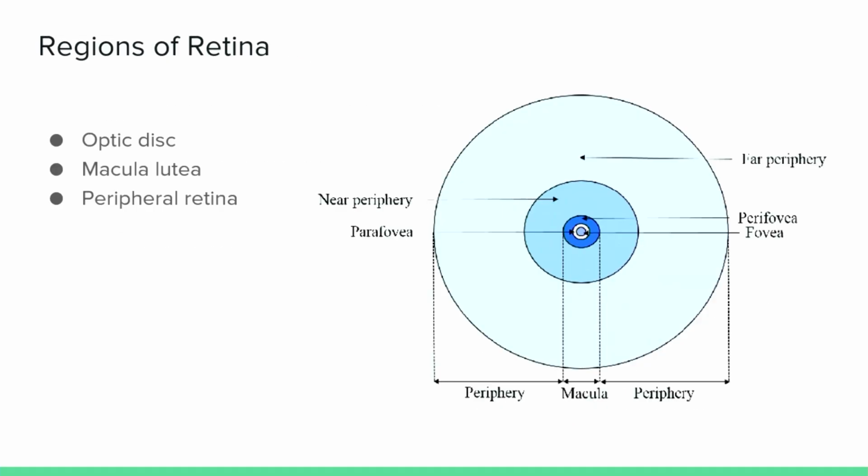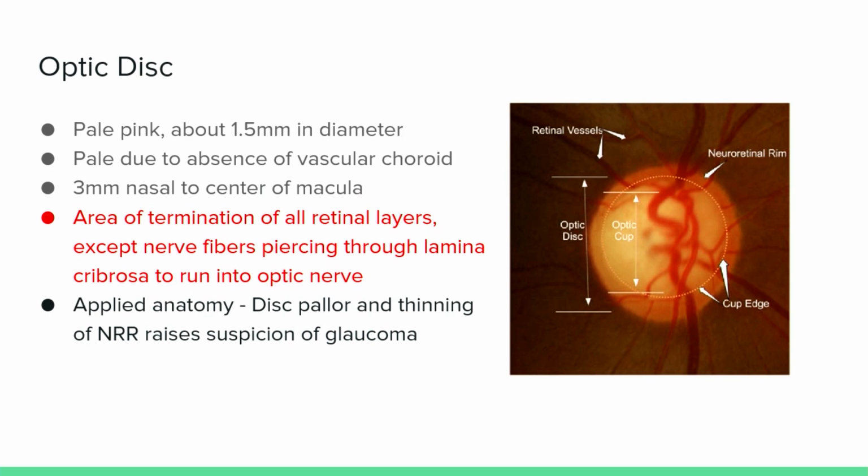Moving on to the regions of retina, it can be mainly divided into three regions: the optic disc, the macula lutea, and the peripheral retina. Optic disc, it is a pale pink structure about 1.5 mm in diameter. It is pale due to absence of any vascular choroid behind it. It is 3 mm nasal to the center of macula.